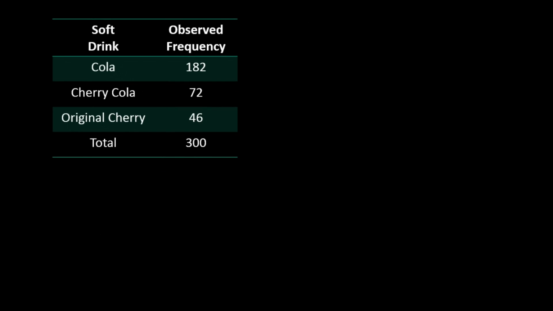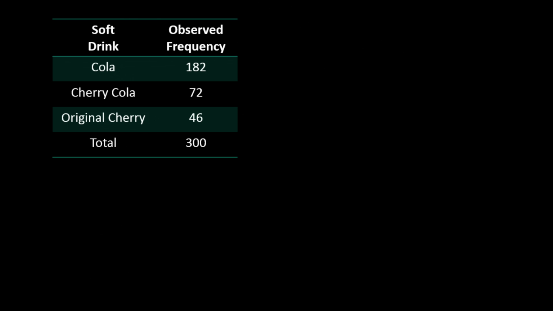So let's say we take a sample of the past 300 purchases of our soft drink after the new flavor has been introduced, and we find the purchases as shown in this table of observed frequencies. The term observed frequencies means exactly what it sounds like. These are the frequency counts we observe from a sample of 300 customer purchases. After the new cola flavor is introduced, we find that 182 out of the 300 customers purchased cola flavor, 72 purchased cherry cola flavor, and 46 bought the original cherry flavor.